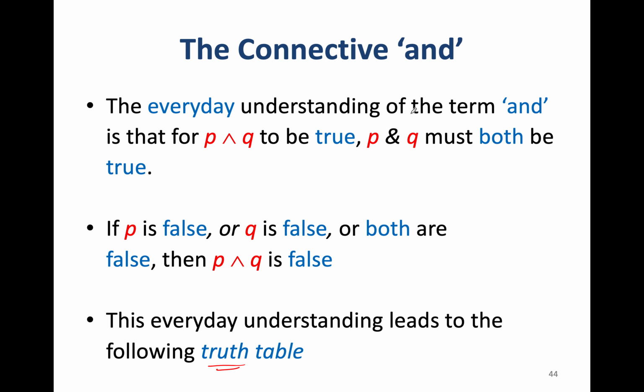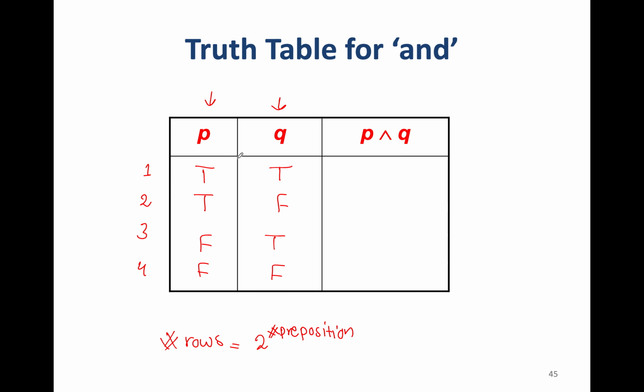As we can see here, for and to be true, they both must be true, otherwise it will be false. So here we've got true and true is true, true and false is false, false and true is false, false and false is false. So you need to keep this in your mind, that with the and connective, it won't be true unless both propositions have the truth value true.